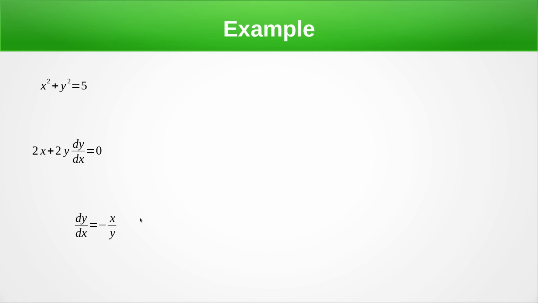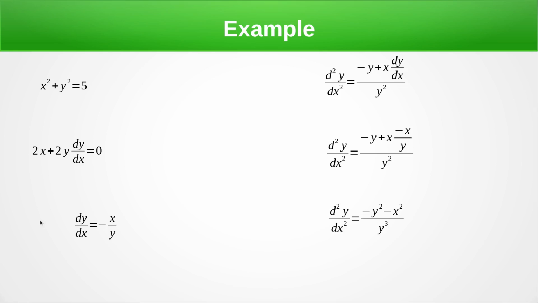So now we're going to differentiate again, noting that this is a quotient, and we get d2y by dx squared equals minus y plus x dy by dx, all over y squared. And you can see this is the bit that we don't really want. However, we know that dy by dx equals minus x over y, so substituting for that gives us this formula here. And obviously you don't want fractions within fractions, so we're going to multiply everything by y, and we get d2y by dx squared equals this formula here.